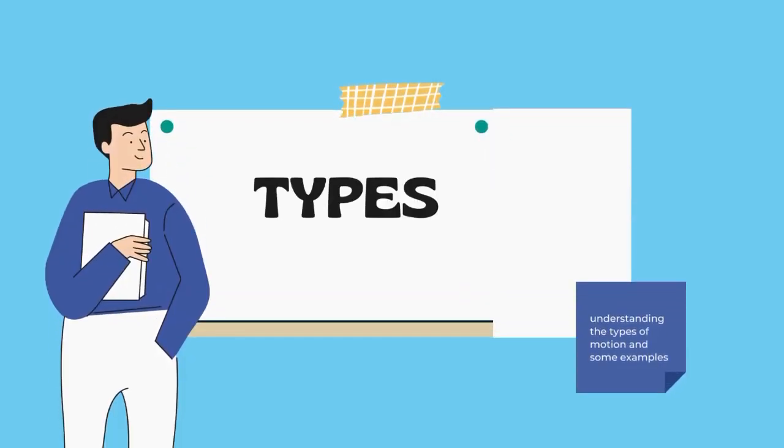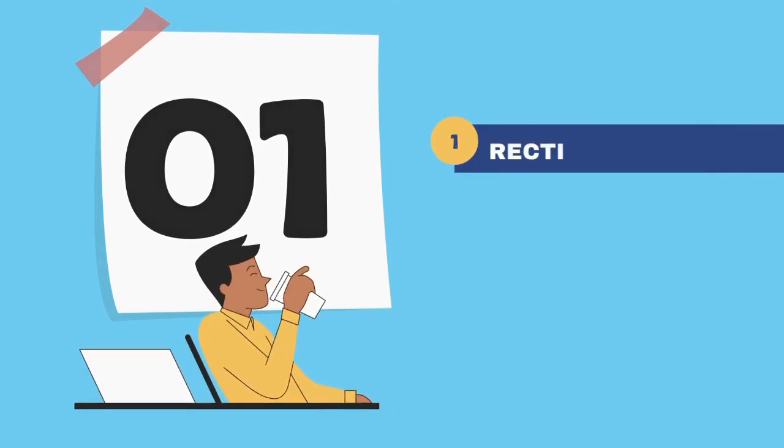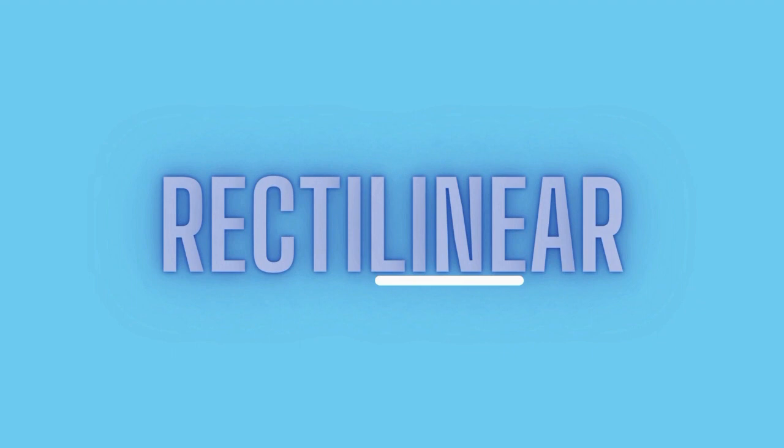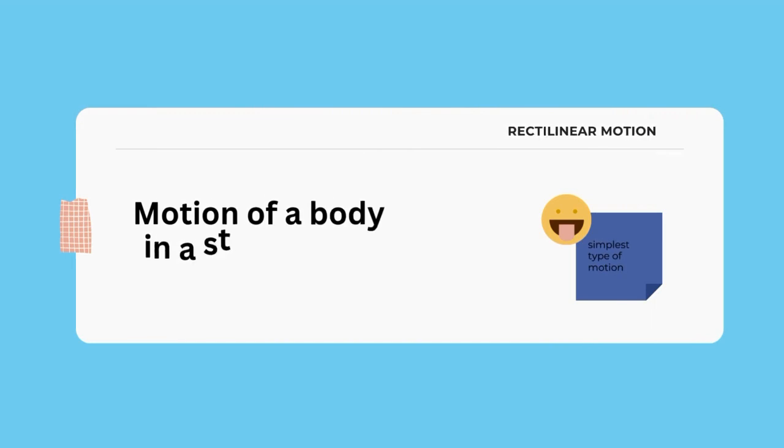Types of motion. Now let's look at the types of motion. The first type of motion we'll be looking at is rectilinear motion. I would say this is the simplest type of motion because the definition can even be found in its name. Let's look at the name. We find the word line in it. So what does this tell us? This is a type of motion of a body in a straight line. So if a body is moving in a straight line, we say it's performing rectilinear motion.